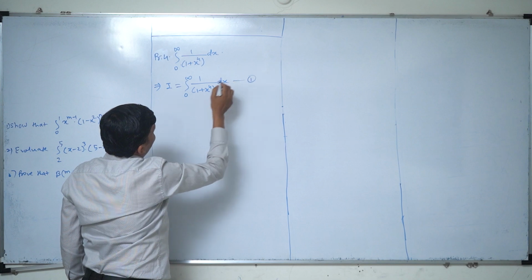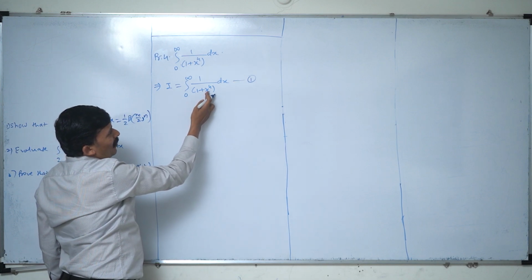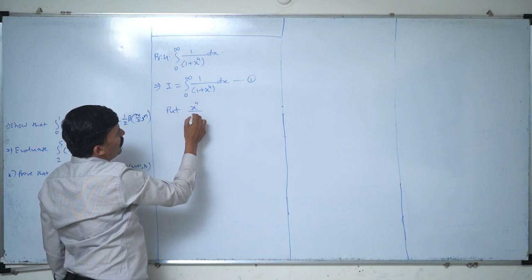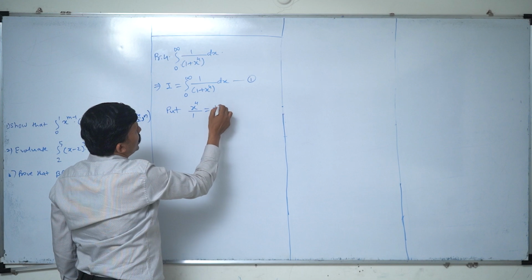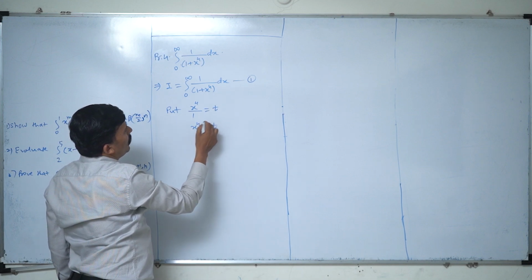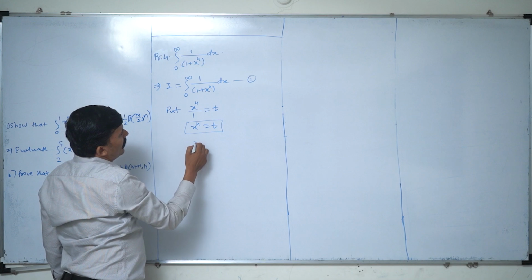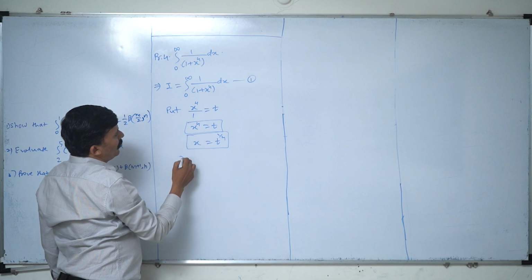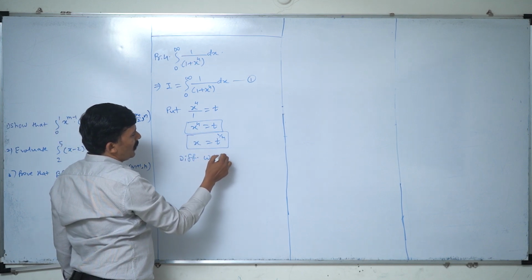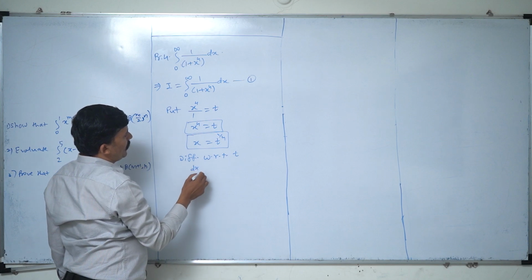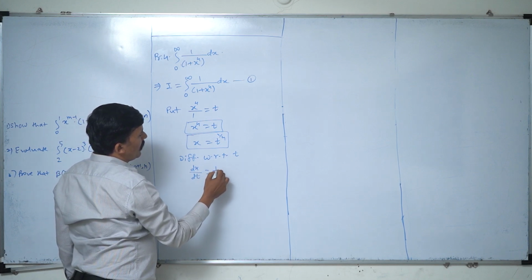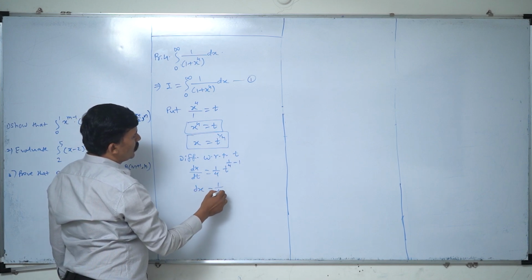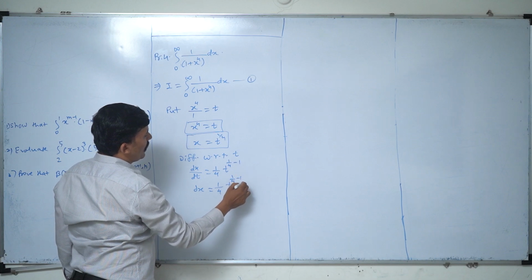What is the substitution? That substitution is the second term of this bracket upon the first term equals t. So the second term is x raised to 4, the first term is 1, equals t. So x raised to 4 equals t. Then x equals t raised to 1 by 4. After getting x, you have to differentiate with respect to t. So dx by dt equals 1 by 4 t raised to 1 by 4 minus 1. So dx equals 1 by 4 t raised to 1 by 4 minus 1 dt.